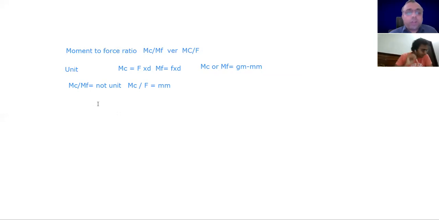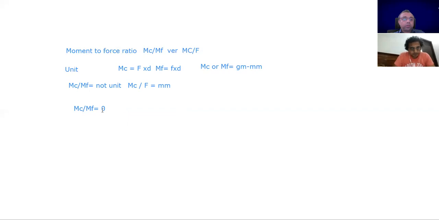So the first scenario, in the moment of couple to moment of force ratio. First, we will explain the moment of couple to the moment of force ratio for uncontrolled tipping. MC/MF is equal to 0, right? So why is it equal to 0?